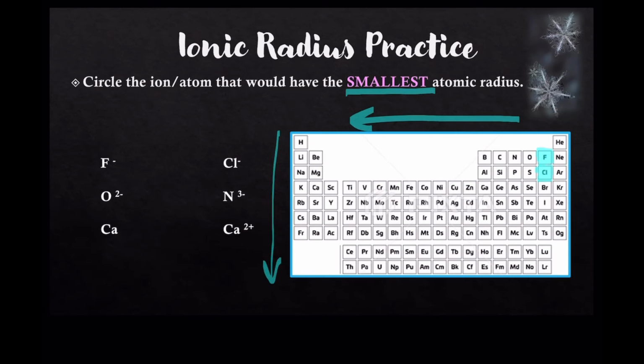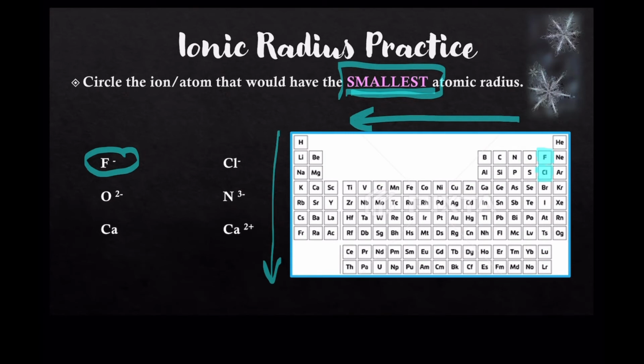So we're looking for the smallest though. So fluorine, because it has fewer energy levels, its nucleus is closer to the outer electrons, exerting a greater attractive force in pulling them in closer to it.